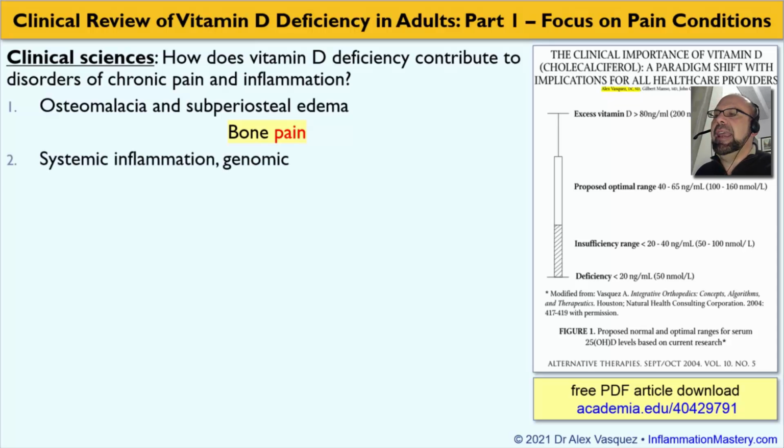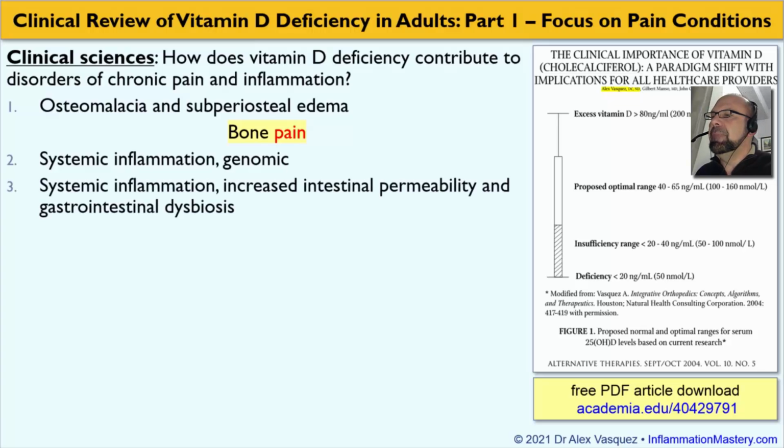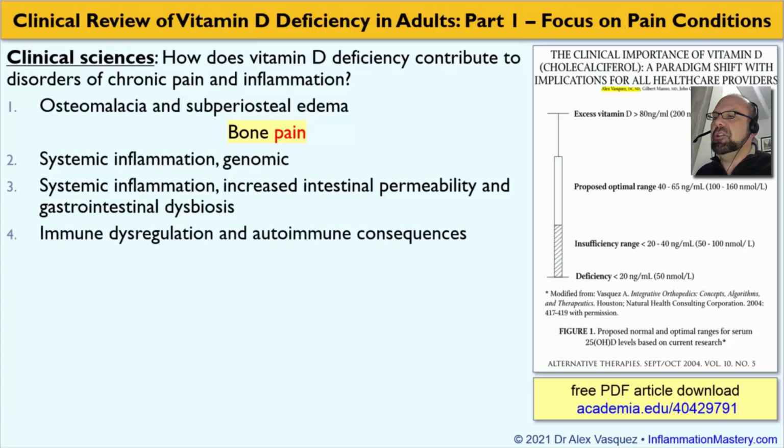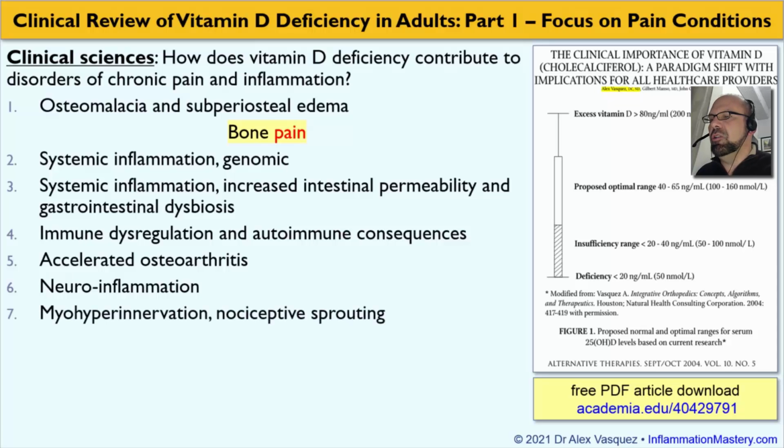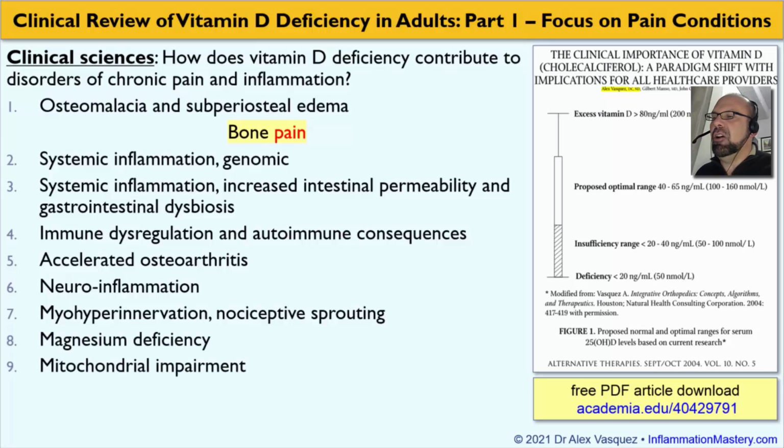Systemic inflammation at a genomic level through activation of NF-kappa B, for example. Systemic inflammation, increased intestinal permeability and gastrointestinal dysbiosis. Immune dysregulation and autoimmune consequences. Accelerated osteoarthritis. Neuroinflammation. Myo hyper-innervation, or nociceptive sprouting of nociceptors within muscle tissue. Number 8, magnesium deficiency, and all of those work together to exacerbate all types of pain.